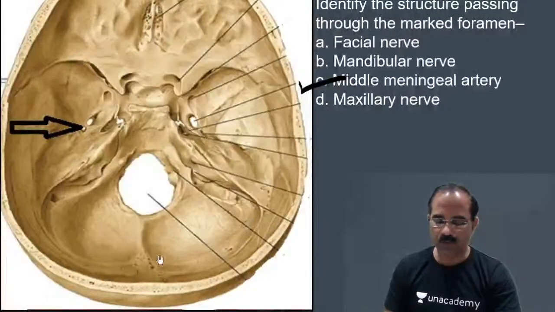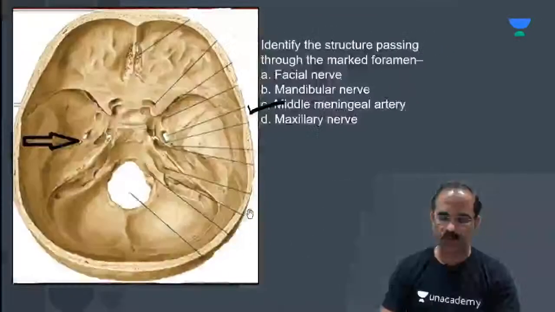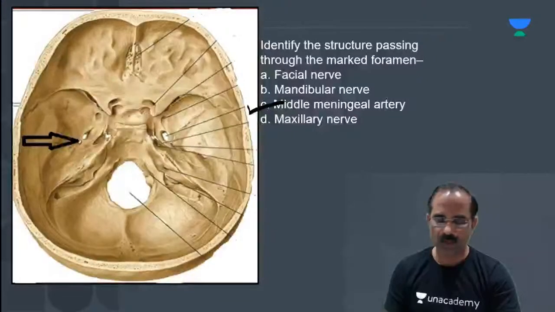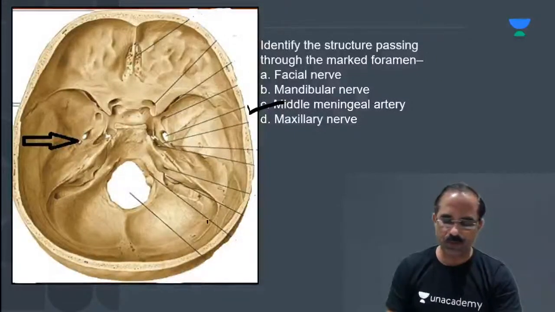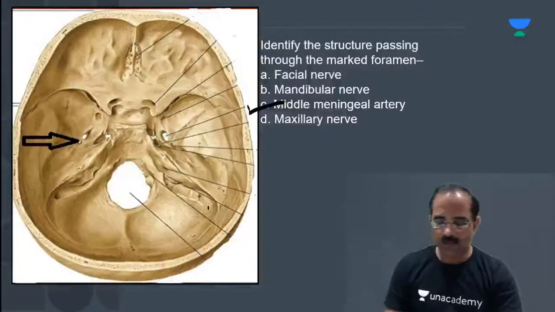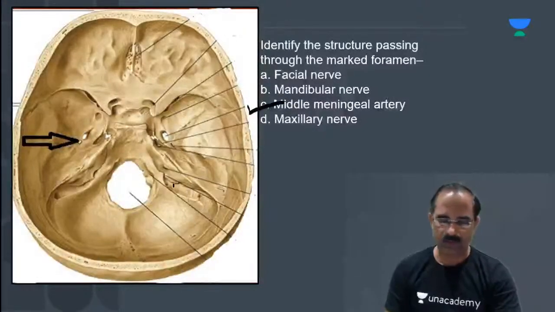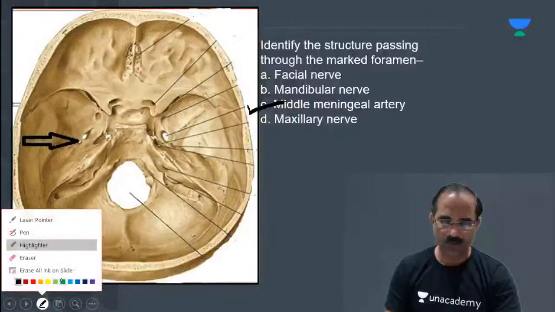What is this groove for? Can anyone tell me? That's the groove for the transverse sinus. And what is this S-shaped groove for? That's the groove for the sigmoid sinus. This is the groove for the transverse sinus and this is the S-shaped groove for the sigmoid sinus. Okay, clear to all of you?